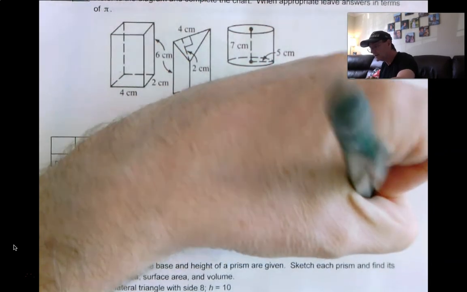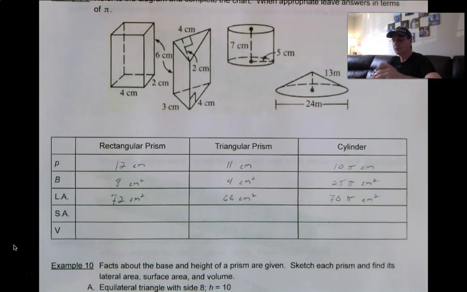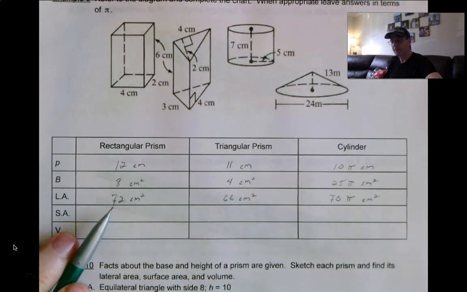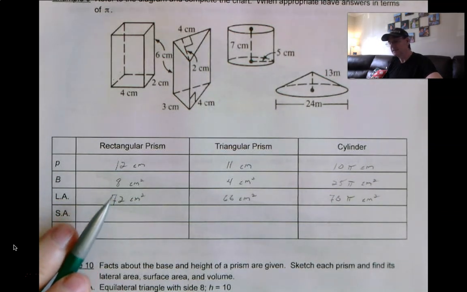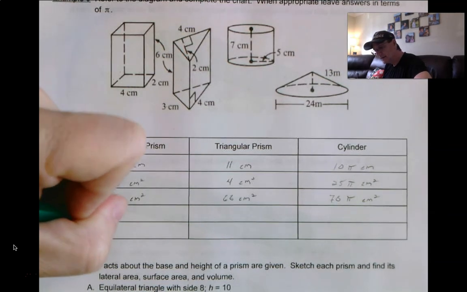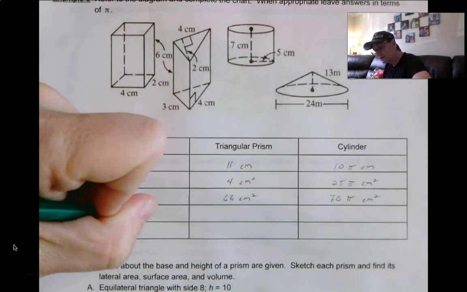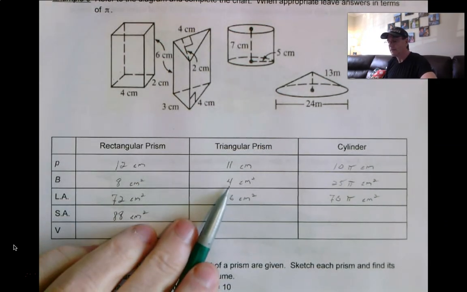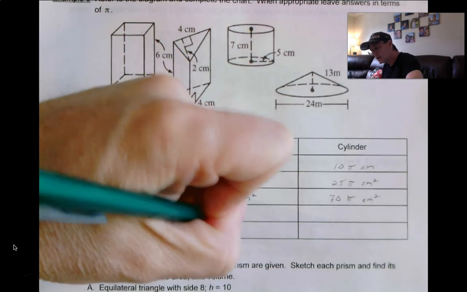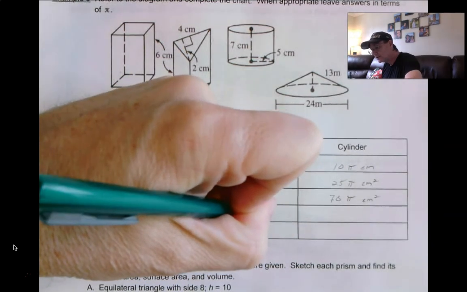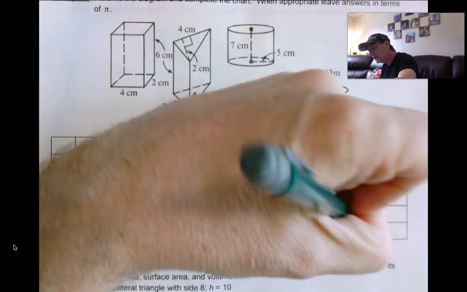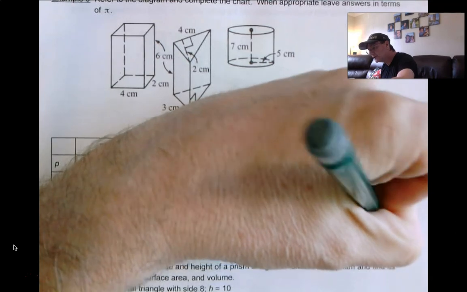pi centimeters squared. Surface area is equal to 2 times the area of the base plus the lateral area. So 16 plus 72, so 72, 80, 88 centimeters squared. 8 plus 66, 74 centimeters squared. 50 plus 70, 120 pi centimeters squared.